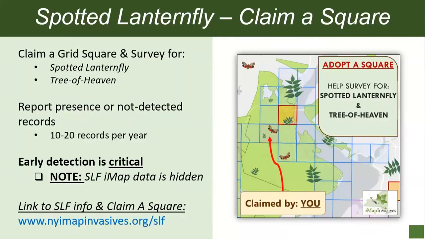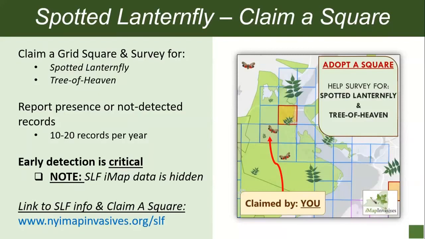So we are asking volunteers to claim a location to survey, check it for spotted lanternfly and tree of heaven, and then depending on whether they find it or not, report presence or not detected records. And the goal is that people would be checking their grid squares several times throughout the year and in several locations within the grid square, such that there are about 10 to 20 total records per year. And this would be a combination of presence and not detected records, as well as records of spotted lanternfly and tree of heaven.